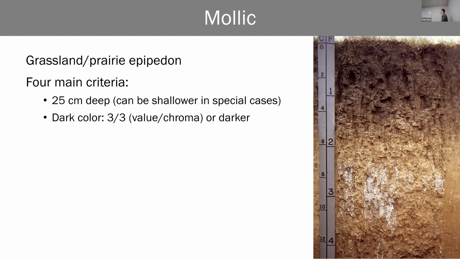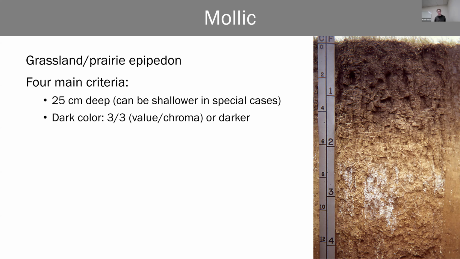So this is really isolating the bottom left corner of any given color page in the Munsell color book, 3/3 value/chroma or darker when it's the moist color. The dry color can be a little bit higher value. So like 5, I think, 5/3 or so is the dry color cutoff. But moist color is the one to remember.